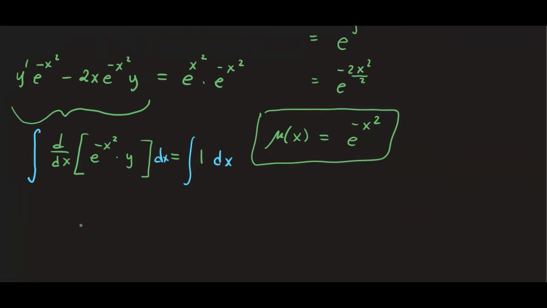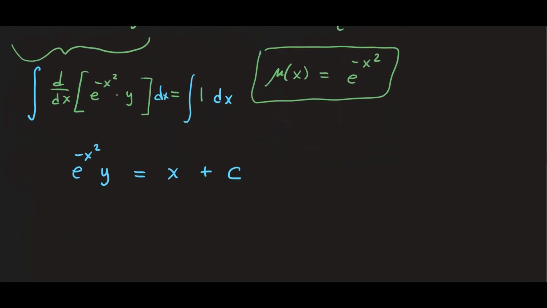The left-hand side is just e to the negative x squared times y. And on the right-hand side, we have the integral of 1 with respect to x. That will just be x. Now we can bring in our integration constant, plus c. And finally, we want to find the solution by solving for y. So we're going to divide both sides by e to the negative x squared.